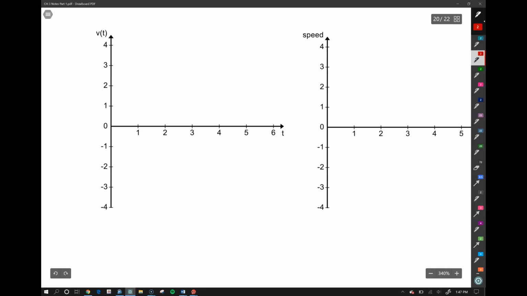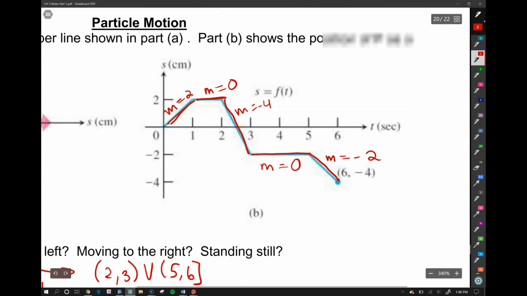So between 0 and 1, our slope was 2. We include the endpoint, we don't include the switch off. What was the next slope value? 0. When were we standing still? From time 1 to 2.